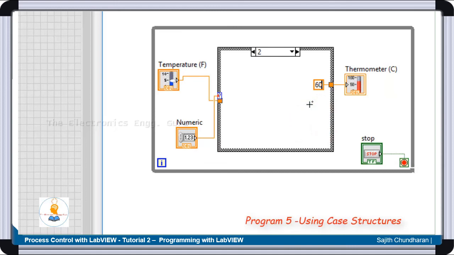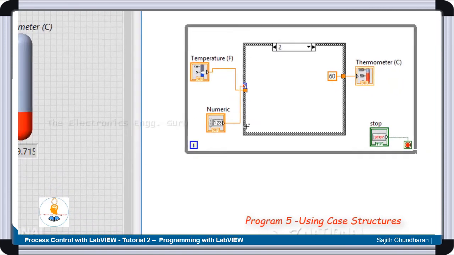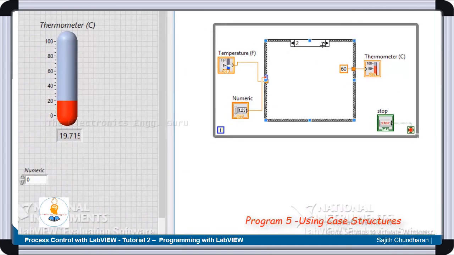What that means is, when the number which comes through this numeric value is 2, this particular condition will come in and 60 will be the output. When I give 1 at the numerical input, this program will run and degree Fahrenheit will be converted to degree Celsius. And when I give it 0, directly degree Fahrenheit will be connected to degree Celsius. Let us see that modification.